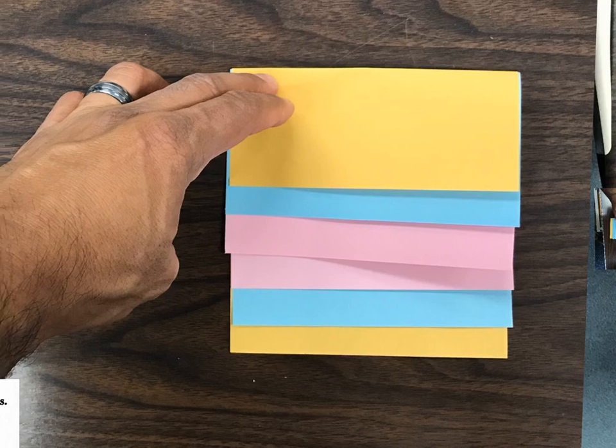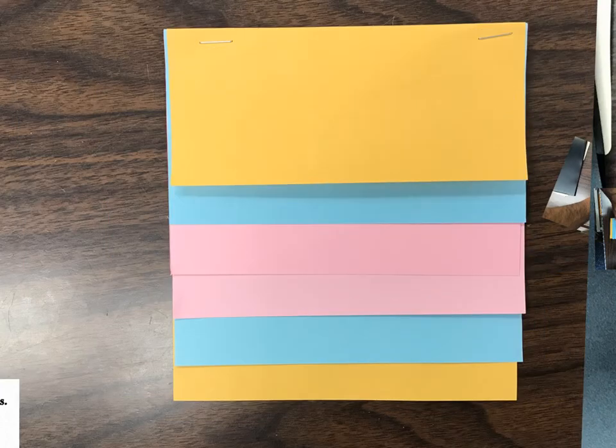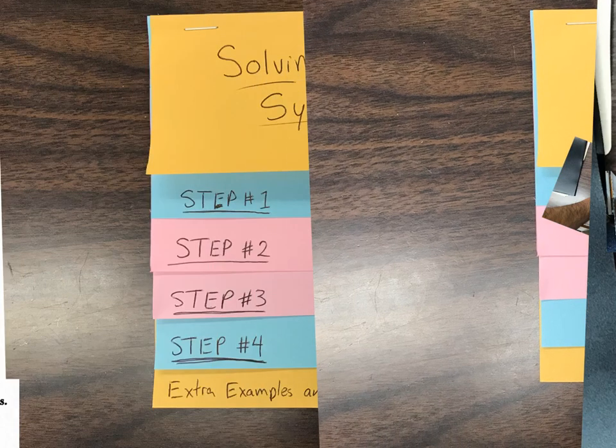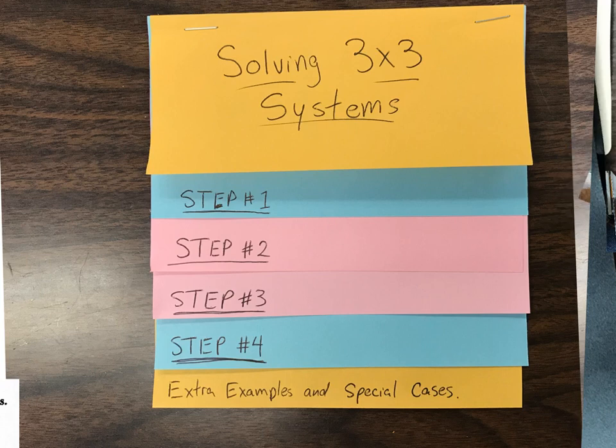So once you fold it over and you have a nice crease, you could actually staple it up here. And this is what we want, guys. We want a flip chart that's going to walk us through solving a 3 by 3 system. So as a title, solving 3 by 3 systems, make it as nice as you want, right? Step 1 will be right here, step 2 will be right there, step 3 and step 4.